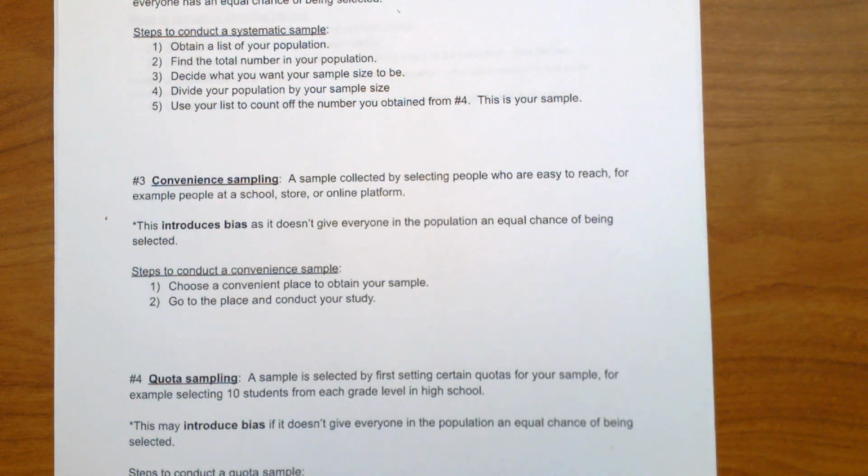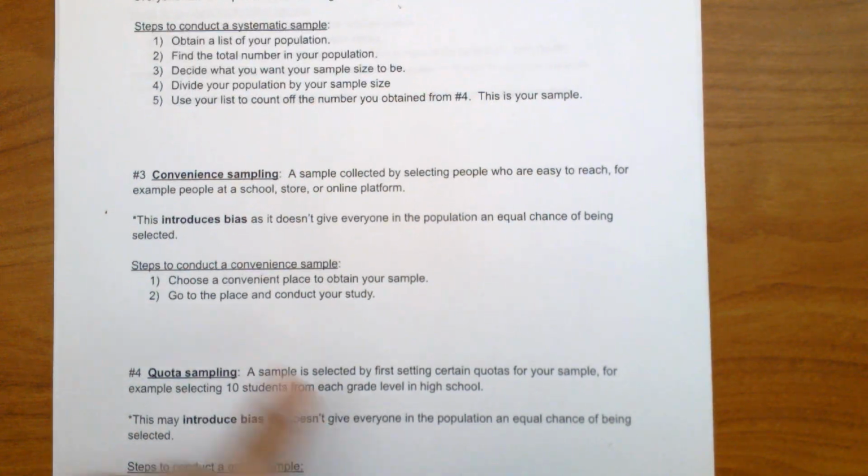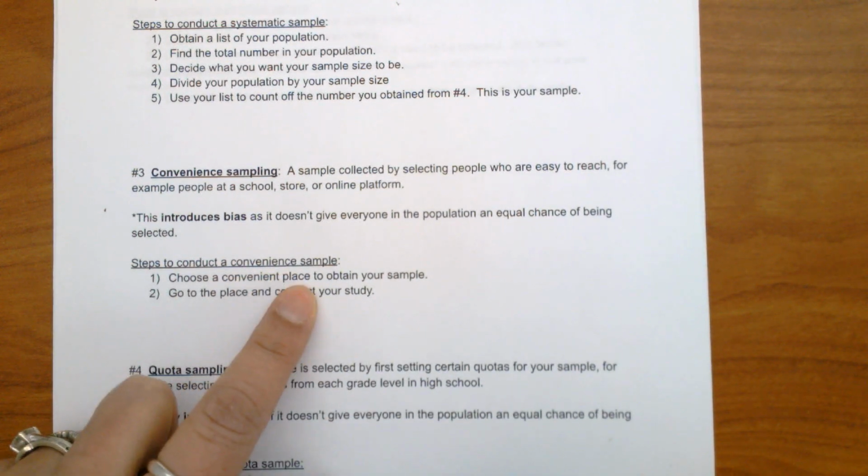So our number 1, simple random sampling, is really number 1 when it comes to selecting a sample. But how would you do convenience sampling? Because sometimes it's not avoidable. You can't avoid doing it. So how do you do it? Steps to conduct a convenience sampling.